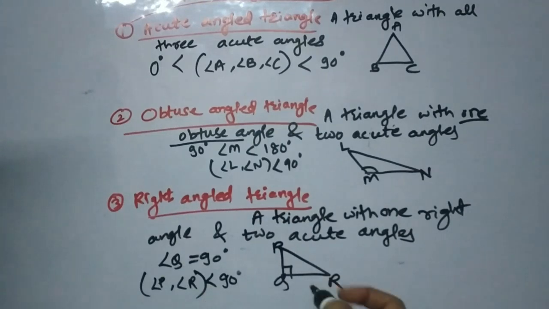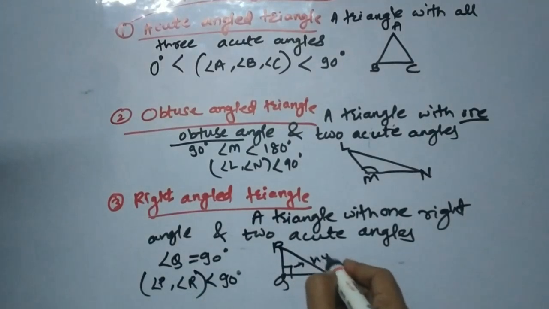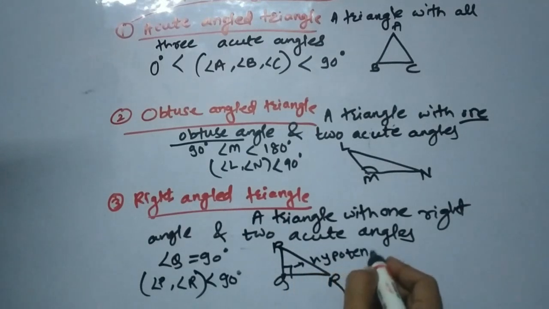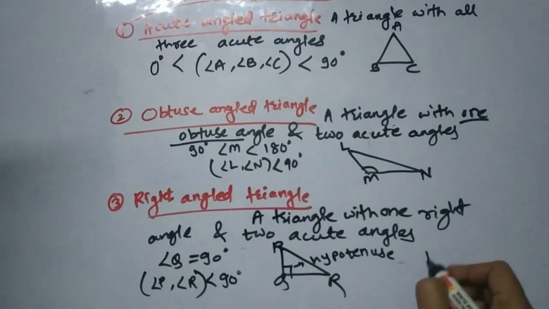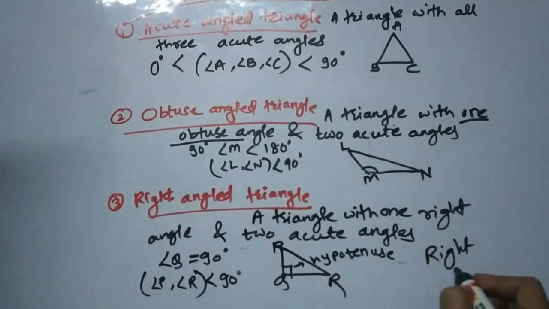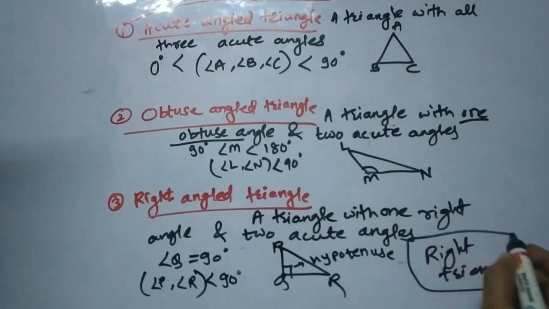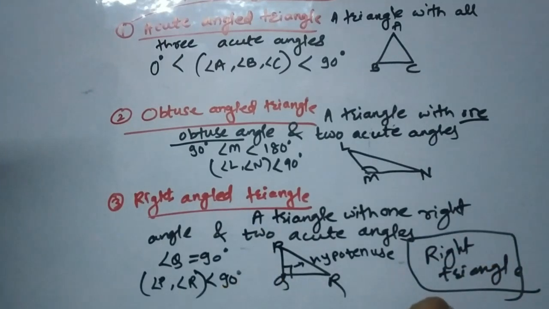And friends, we know that the side which is opposite to this 90 degree is the hypotenuse. So this is the longest side, hypotenuse you can say. So it is the longest side, and a right angle triangle is also called a right triangle. Friends, simply you can say this is a right triangle. So in this case, this PQR is a right triangle.